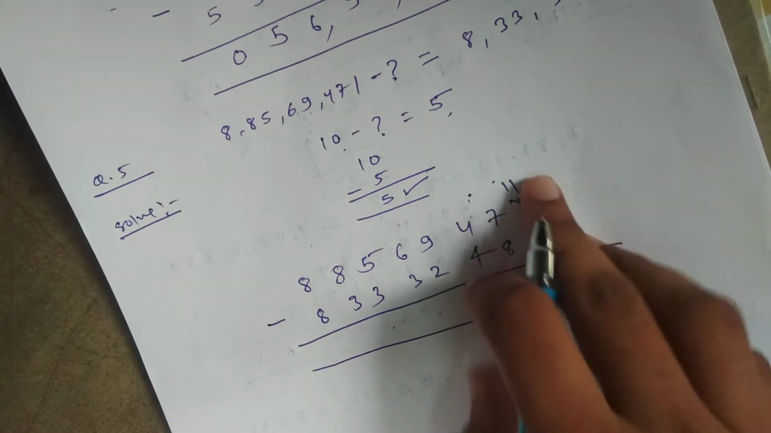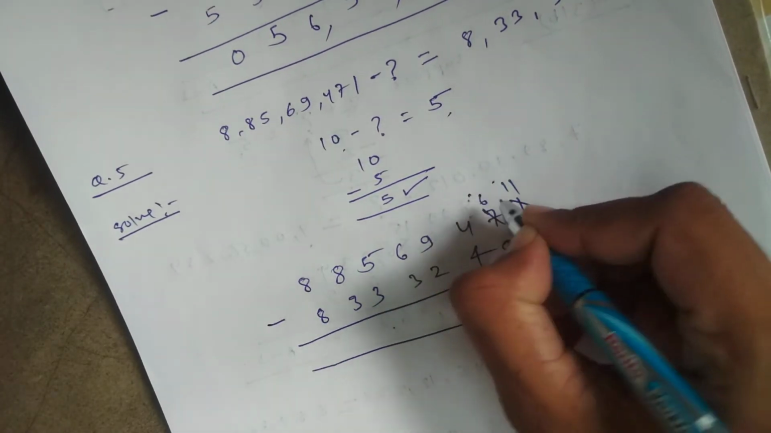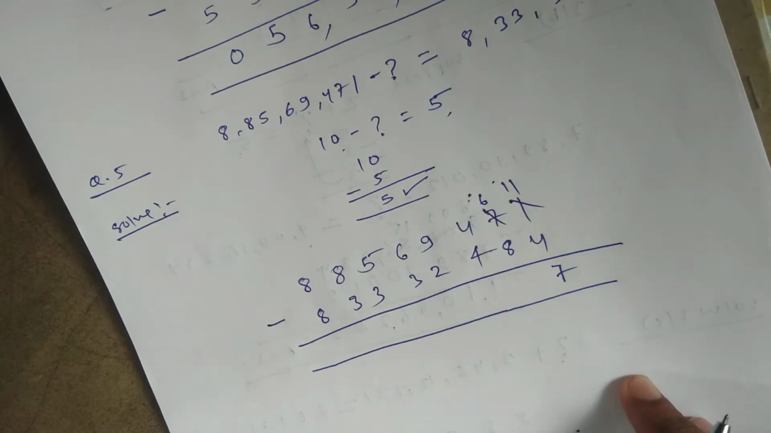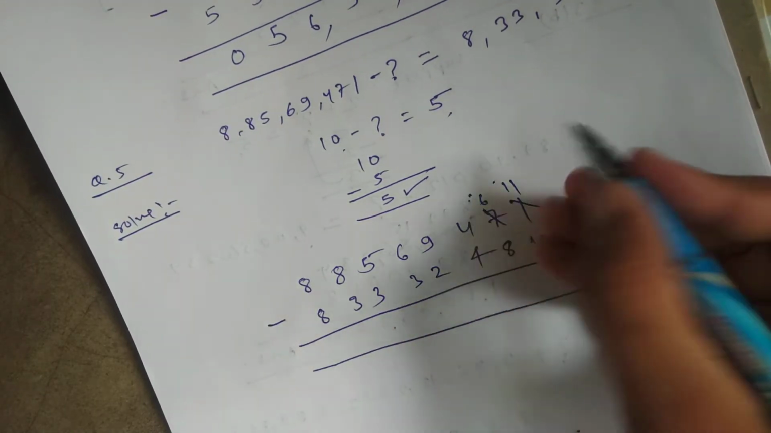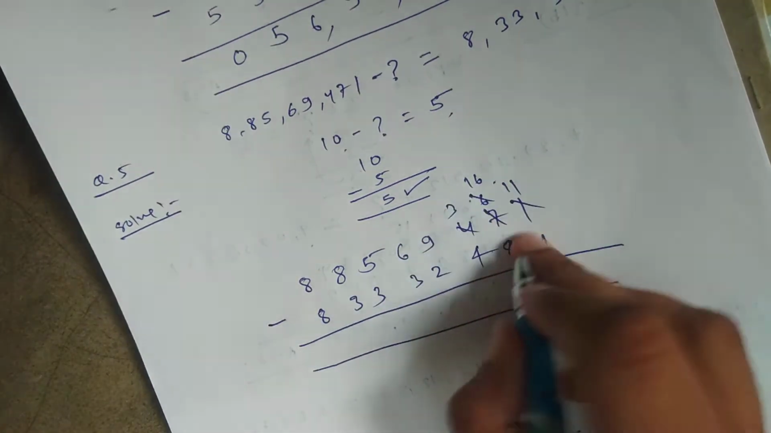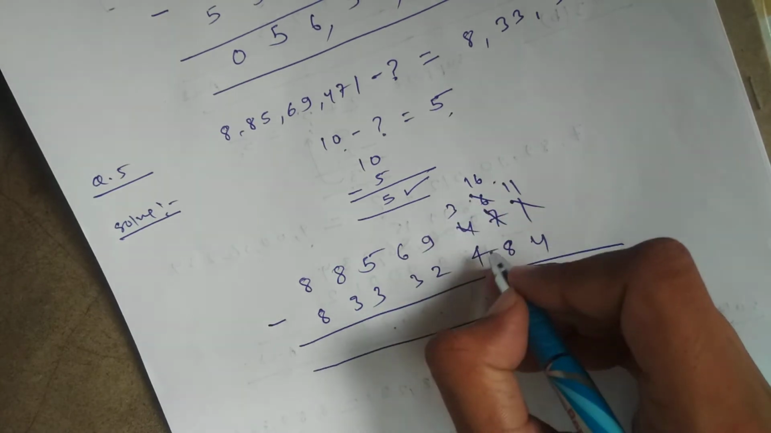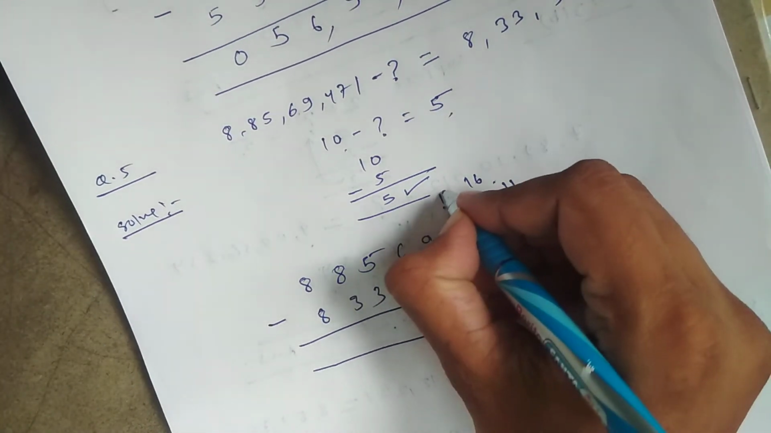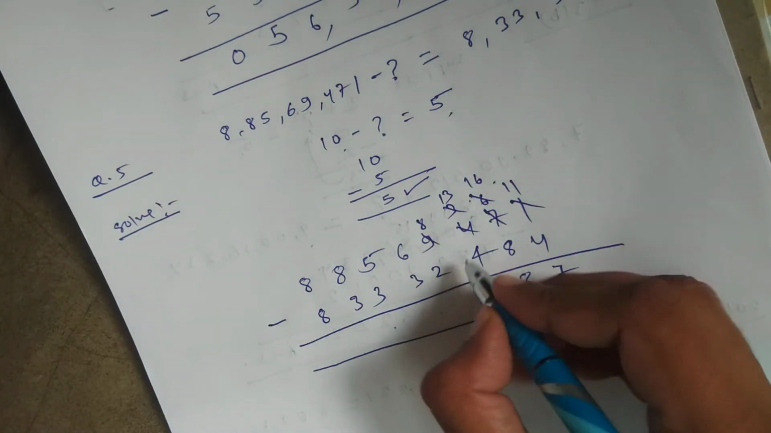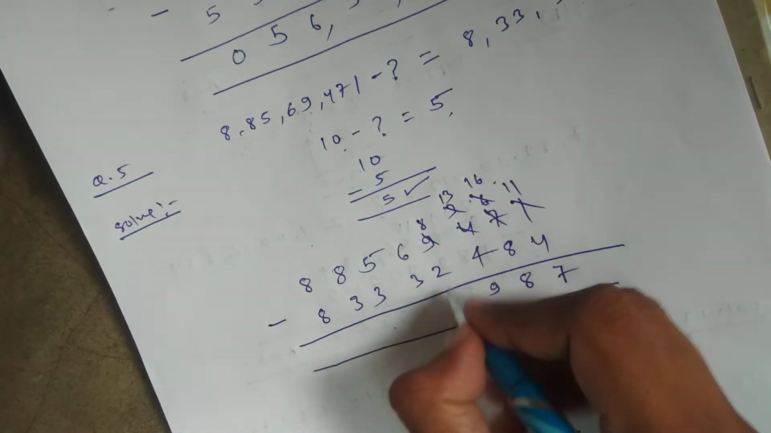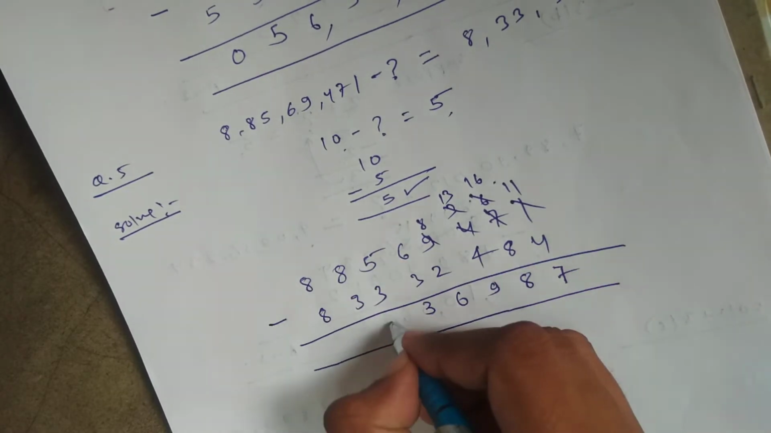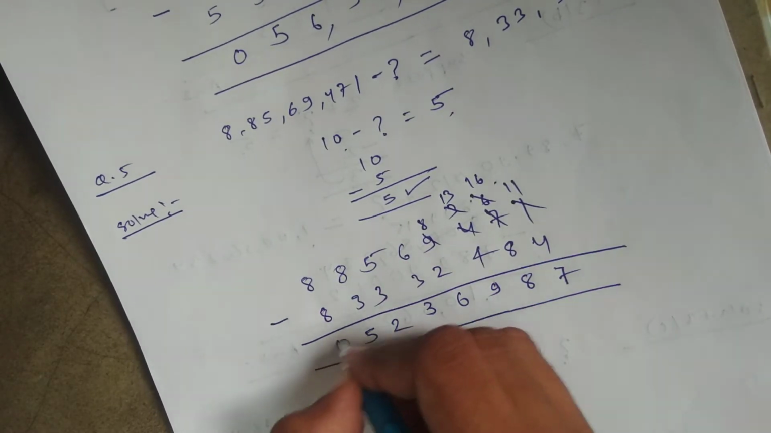11 minus 4, so it will become 7. Then 6 cannot be done, so it will be 16. It will be 3. So 16 minus 8, it will be 8. 3 minus 4 not possible, so we will make it 13 and you will make it 8. 13 minus 4 will be what? 9. 8 minus 2 will be 6. 6 minus 3 will be 3. 5 minus 3 will be 2. 8 minus 3 will be 5 and it will be 0.